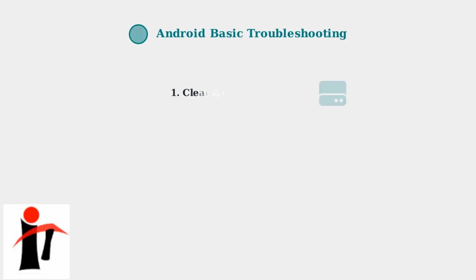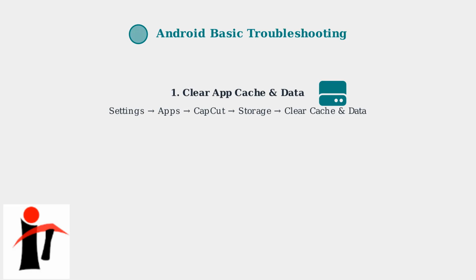Now let's move to Android troubleshooting. These steps will help resolve caption issues on Android devices. For Android devices, start by clearing the app cache and data. Go to Settings, Apps, CapCut, Storage, then tap Clear Cache followed by Clear Data.